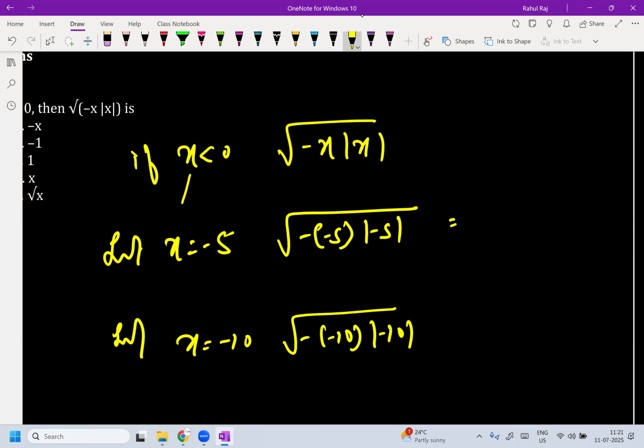So this is nothing but the square root of 5 times 5, and this is nothing but the square root of 10 times 10. And this comes as 5, and this comes as 10.